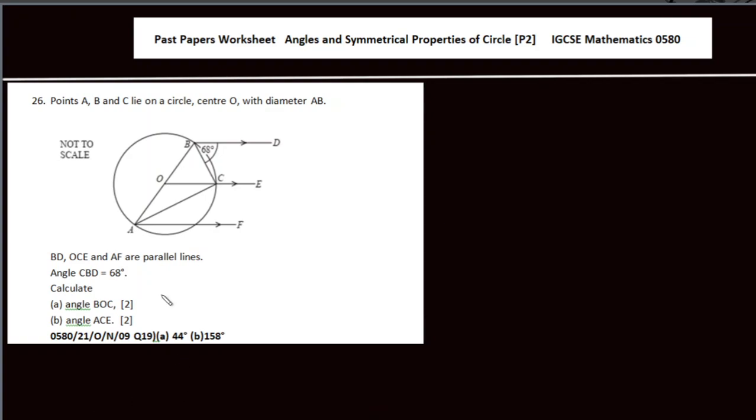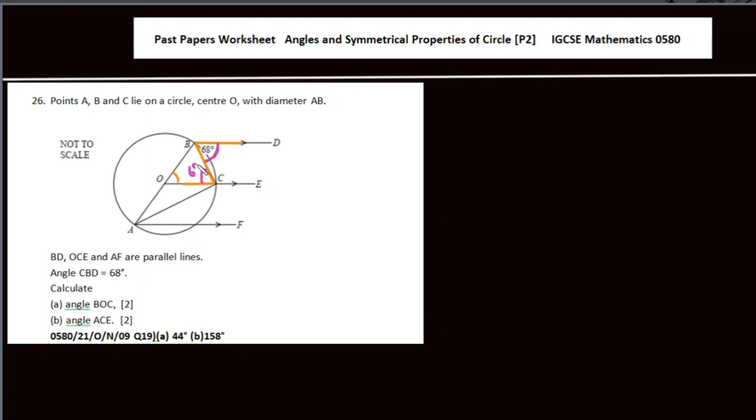In this question, we first need angle BOC. So where's BOC? This angle. And notice we have parallel lines again. That means we need to think about alternate angles, corresponding angles, and interior angles. So this angle 68 is alternate to this angle over here. So 68 and this angle, they're equal.